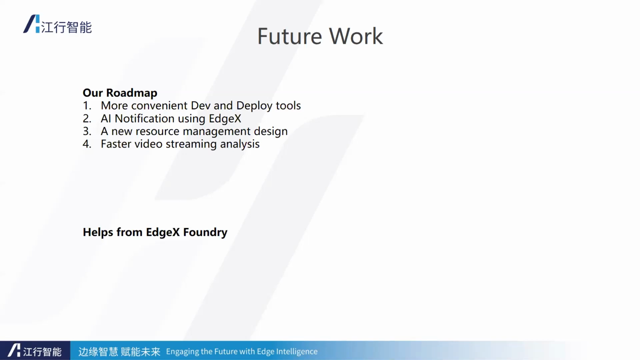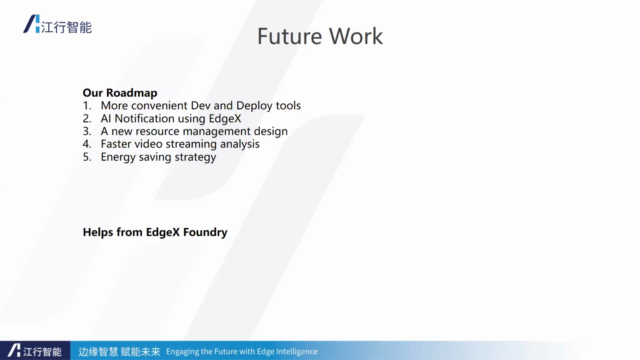The first one is we want to develop a faster video streaming analysis. Currently, we analyze the video streaming and cameras separately. Next, we hope to process the AI streaming in real time, especially for the AI process. For example, if we detect some abnormal things, we want to show this abnormal thing on the video streaming, and show this AI plus video streaming to the users.